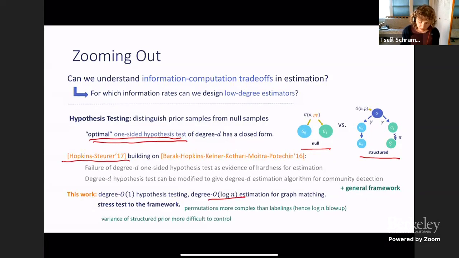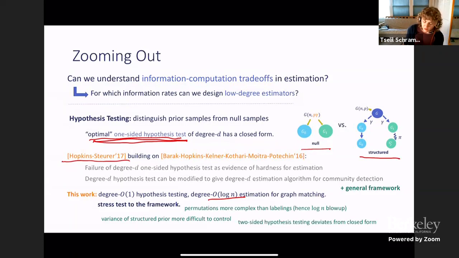Another thing is that our hypothesis test is not this supposedly optimal one-sided hypothesis test, because of the non-concentration of small subgraph counts. Because of this issue of strict balance, we actually have to modify this hypothesis test a lot in order to get an algorithm that works. So this is just to say that because the variance of the structured prior is difficult to control, two-sided hypothesis testing is different than one-sided hypothesis testing. Okay, that's all I wanted to say.